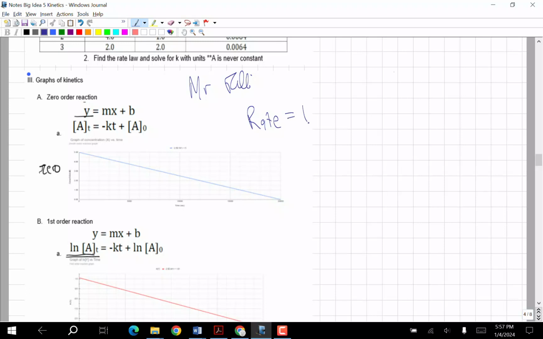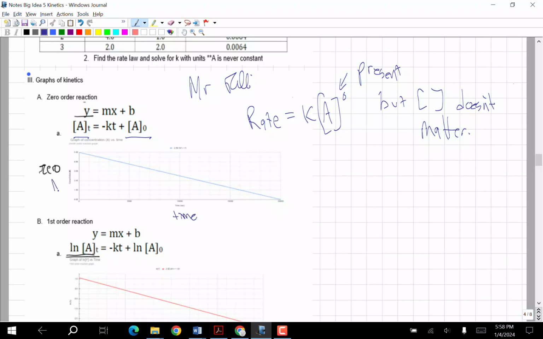So I have rate equals k a to the 0. If I'm looking at this a to the 0, that means that it has to be present, but concentration doesn't matter. Remember it's going to be a sub t equals negative kt plus a naught, concentration of a naught. So this will give you, this is time, and this is concentration of a, and it is just a straight line, and that's it. That's not so bad.